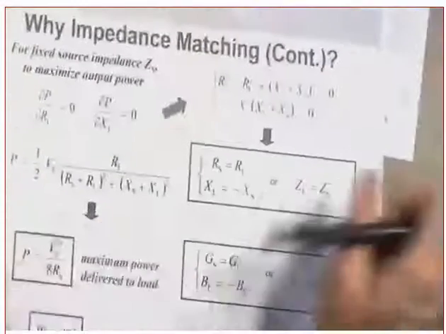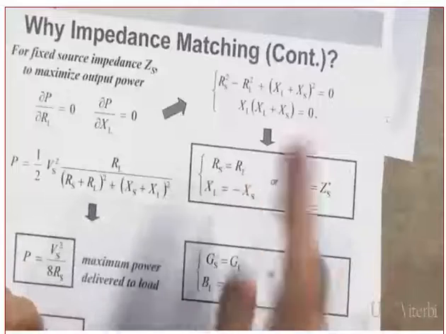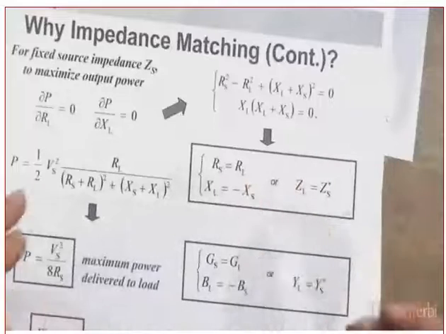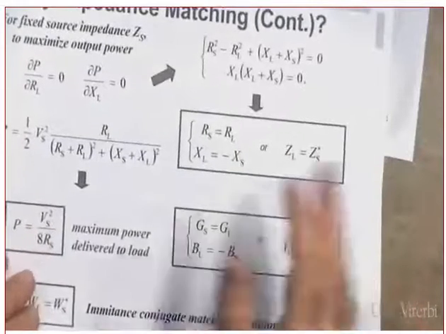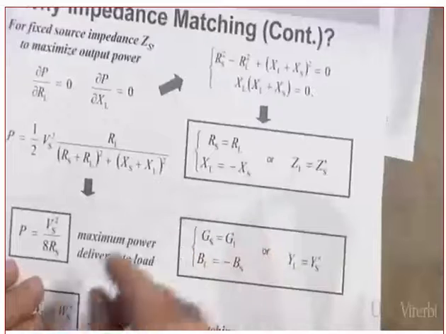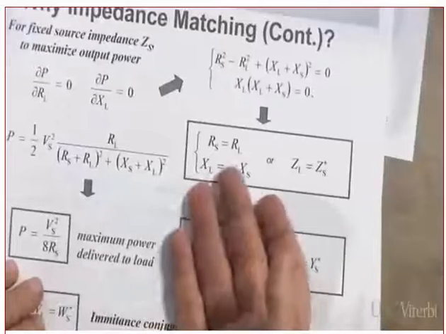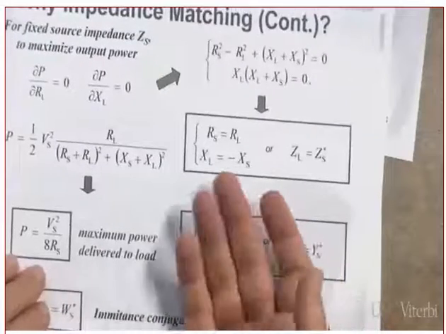Take my word for it. I don't want to go and prove this for you. You have no choice. You need to take the derivative and you equate it equal to 0. Clear? Okay.